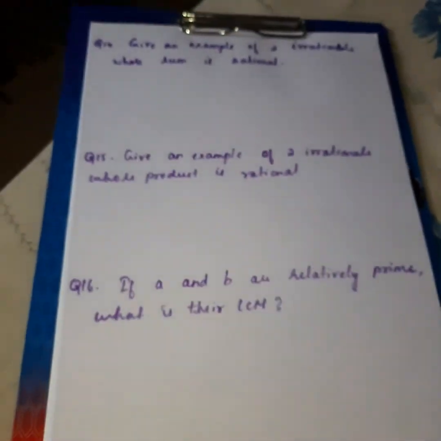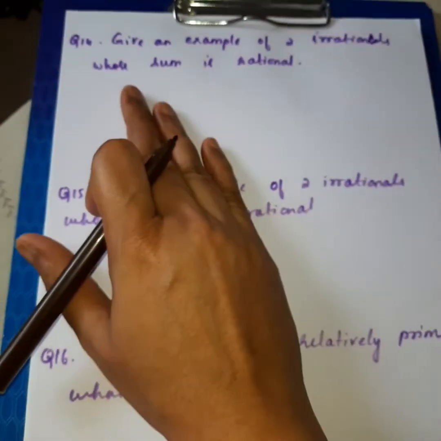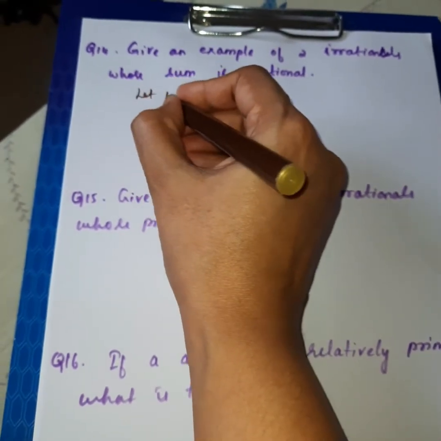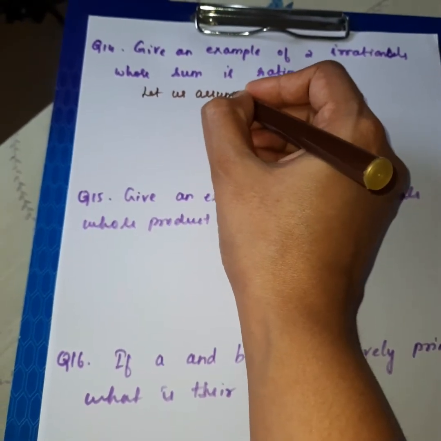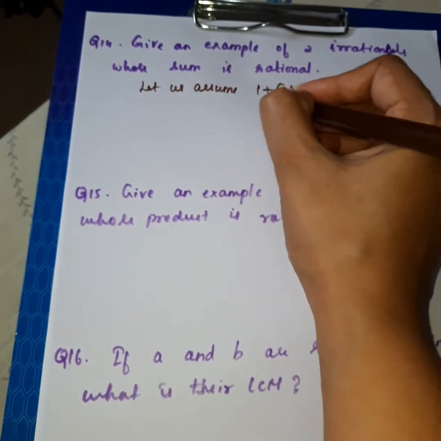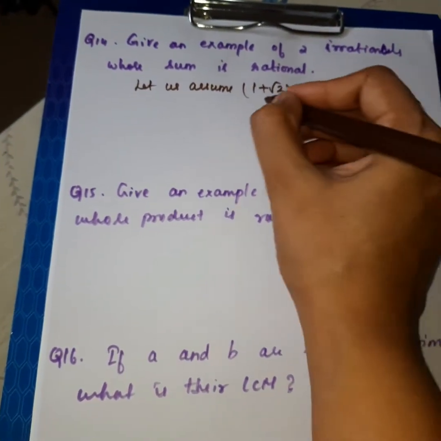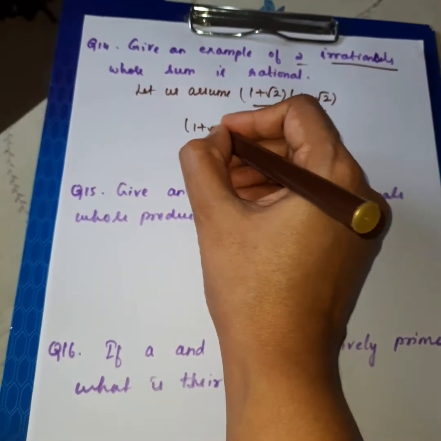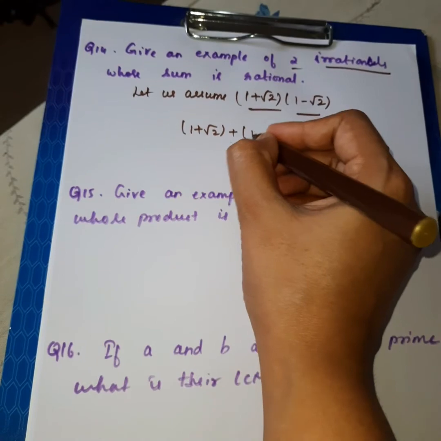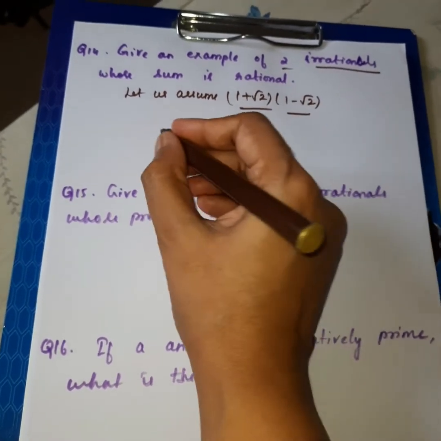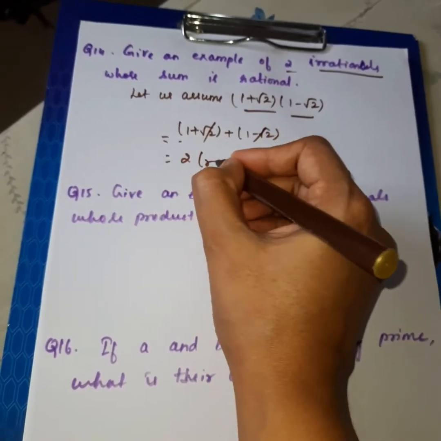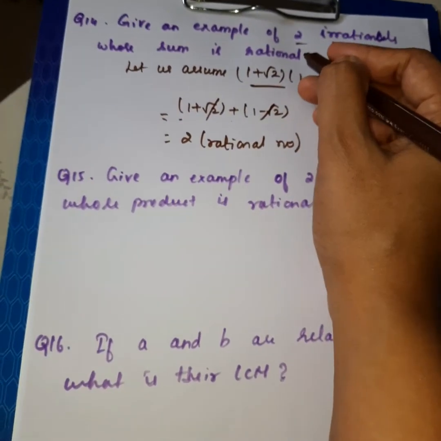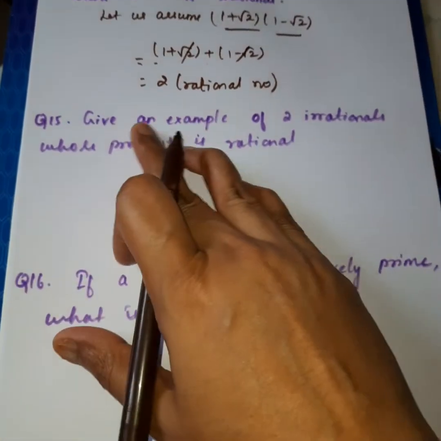Next, question 14. Give an example of two irrationals whose sum is rational. We have seen this in the previous exercise also. So let's assume two irrational numbers, 1 plus square root of 2 and 1 minus square root of 2. So when we add them, minus and plus square root of 2 go off. So the answer is 2, which is a rational number.